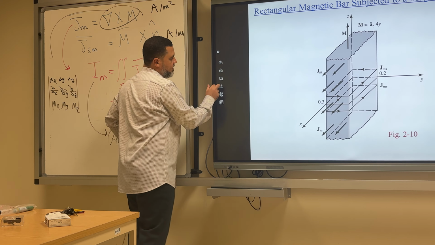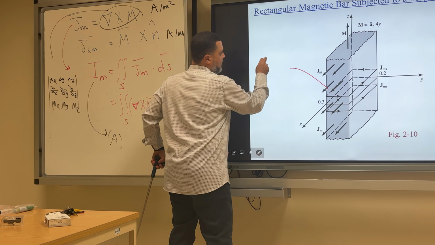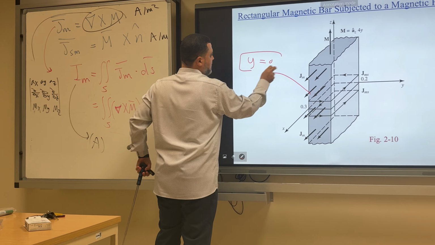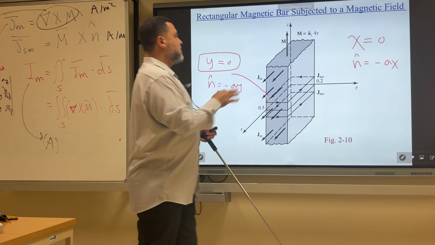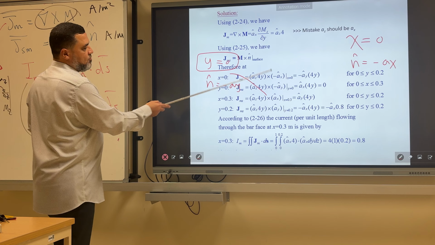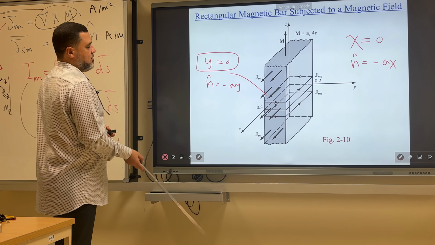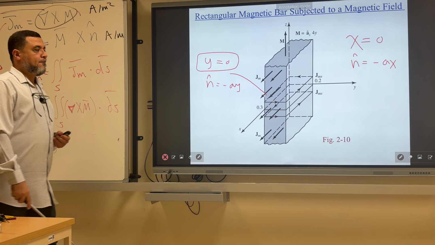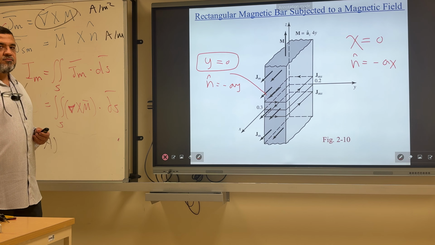At y equal to 0 on this surface, the unit vector is minus ay, right? And at x equal to 0, the unit vector is minus ax. And on the other two surfaces, it will be ax and ay. Okay?